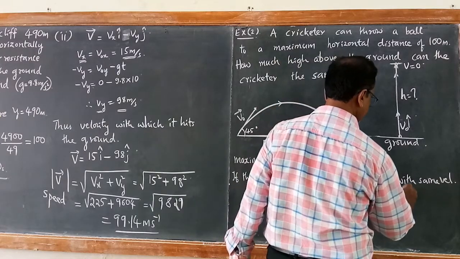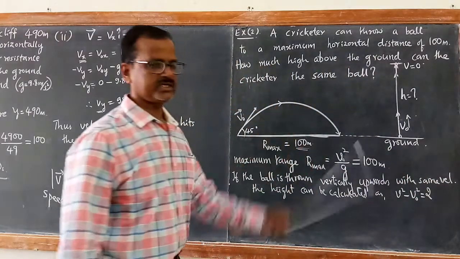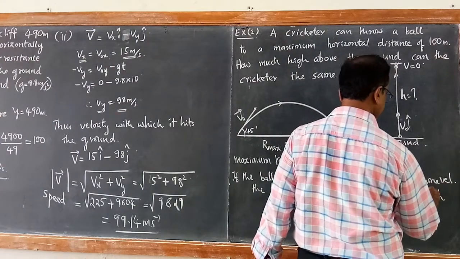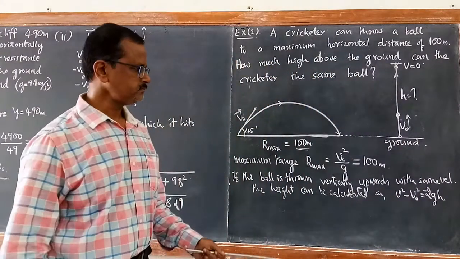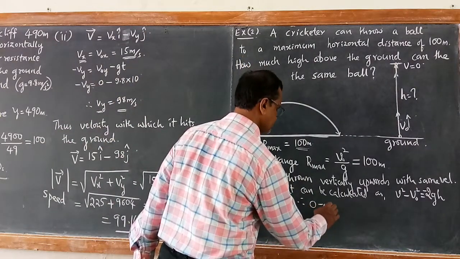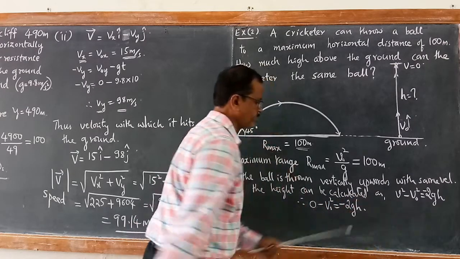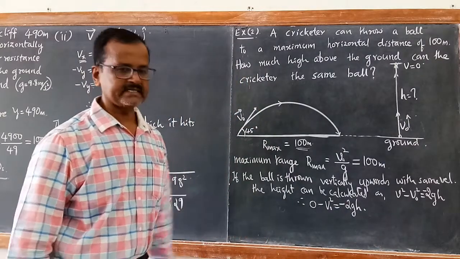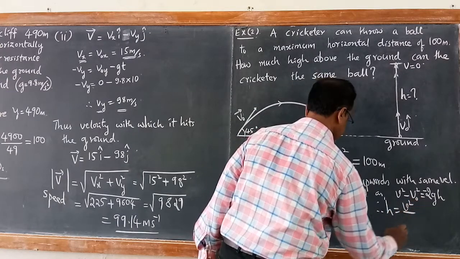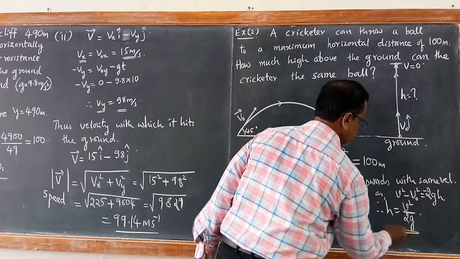v square minus v0 square is equal to 2gh. Again, note down, g is negative. Final velocity is 0. Therefore, 0 minus v0 square is equal to minus 2gh. We want to calculate h. The negative sign cancels. Therefore, h is equal to v0 square upon 2g. So this is our equation.